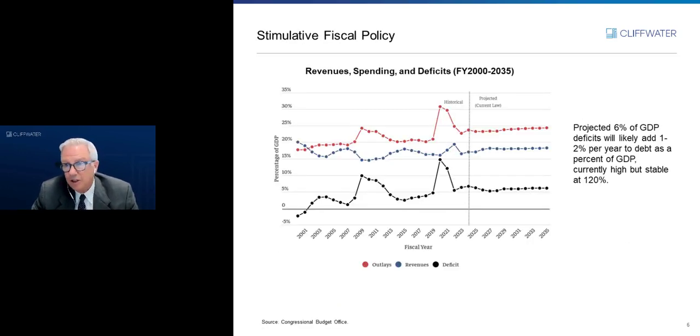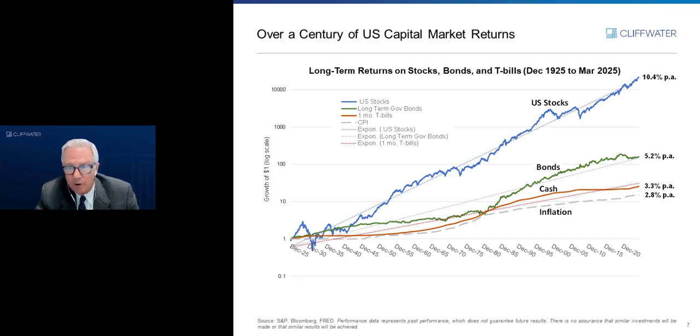Fiscal policy is stimulative, continues to be stimulative. Obviously, the war will add to the deficits, but again, supportive fiscal policy. The question is, will it become inflationary? Leaving the macro 40,000-foot view, turning to the capital markets.